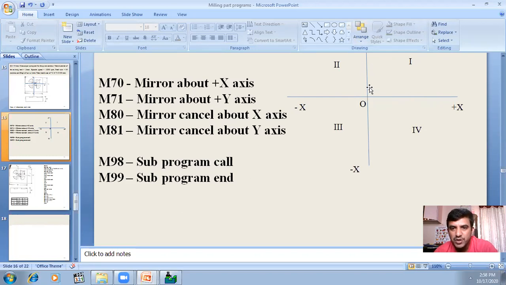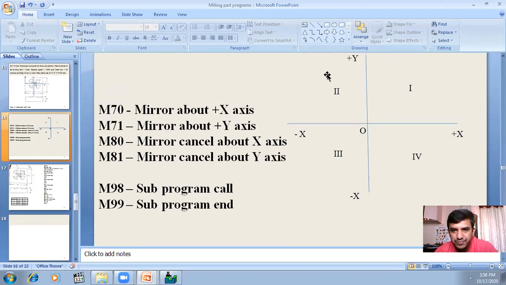Now, if you have written the program for the first quadrant, then mirror about the positive y-axis means the machine will perform in which quadrant? Second quadrant. Then once you give a mirror, I want to cancel that mirror.